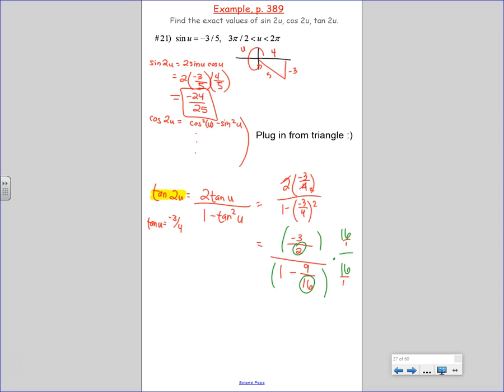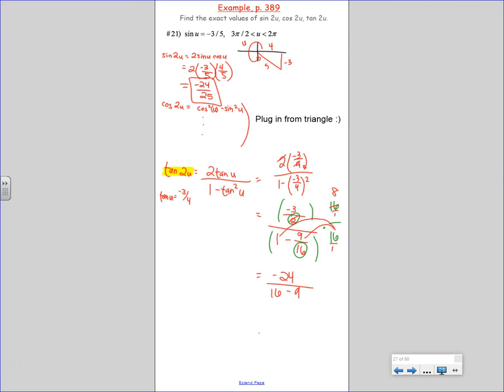So 2 and 16 reduces to be 8. 8 and 3 is negative 24. Pause. The 2 and the 16 reduces to be 1 and 8. 8 and negative 3 is negative 24. This 16 has to distribute. What's 16 times 1? Thanks, Thomas. Good morning, guys. 16 times 1, 16. And then 16 times this one. The 16s cancel. What do I got? Negative 9. Because all I have to do is say, oh, hey, negative 24 and 16 minus 9 is 7.